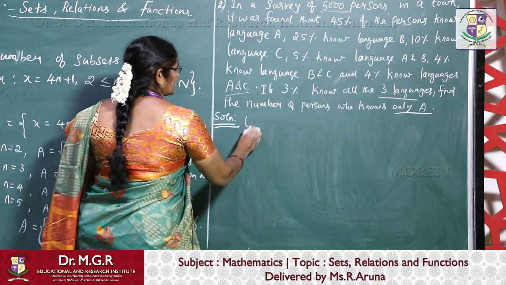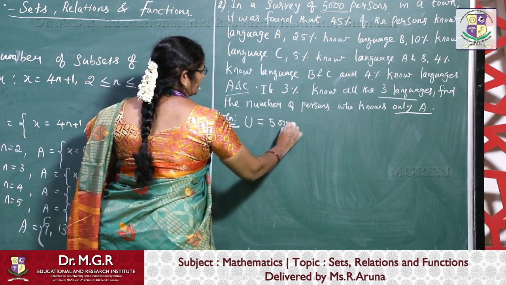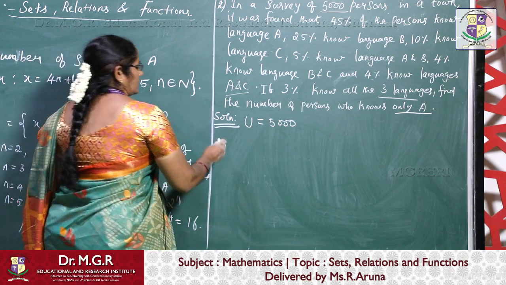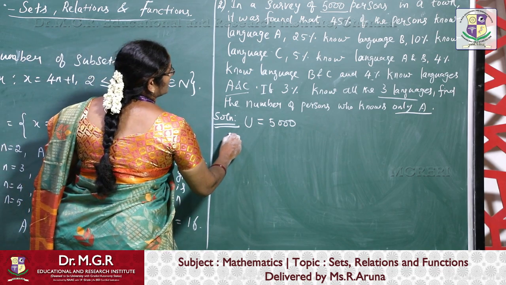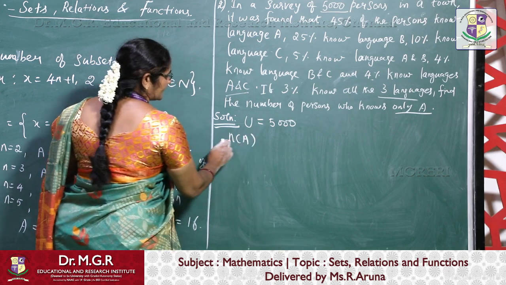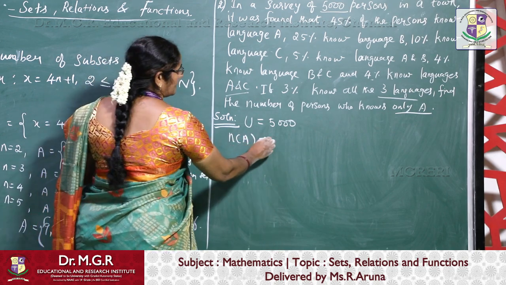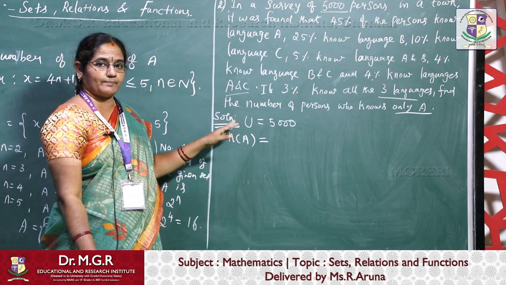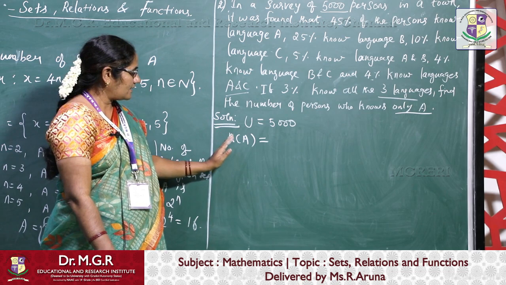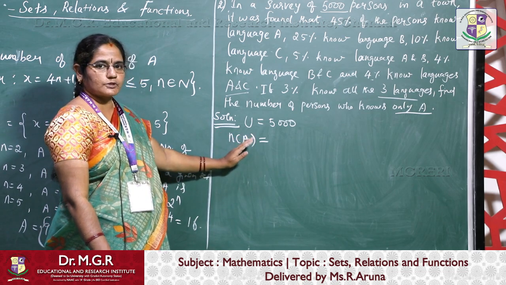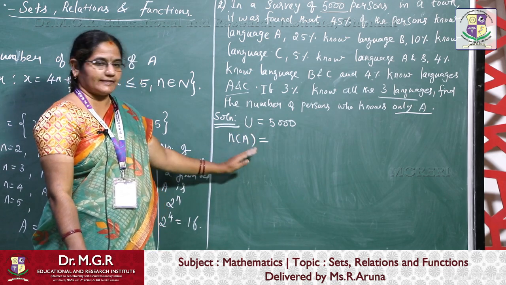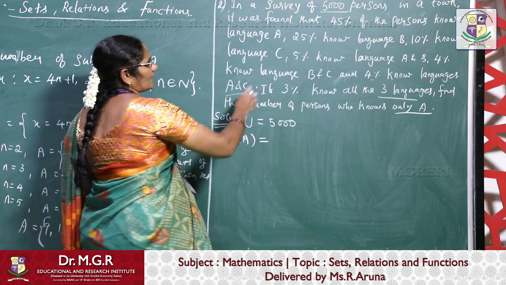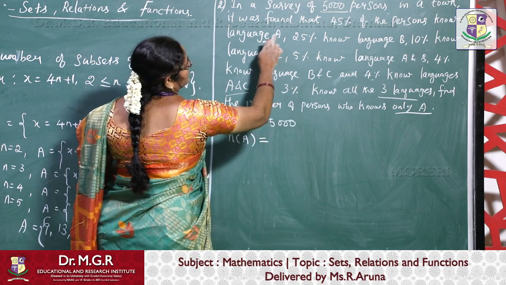Here the universal set is 5000. That means the universal set is the total set. Now let me note what is n of A, the number of people who speak the language A. This doesn't mean they don't speak B and C. This is the number of persons who speak the language A; they may know B and C also.